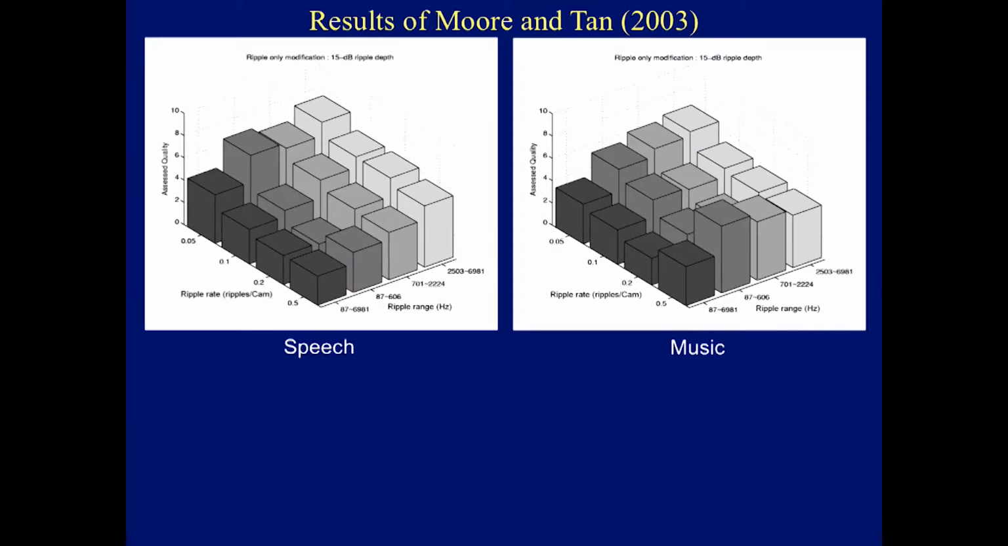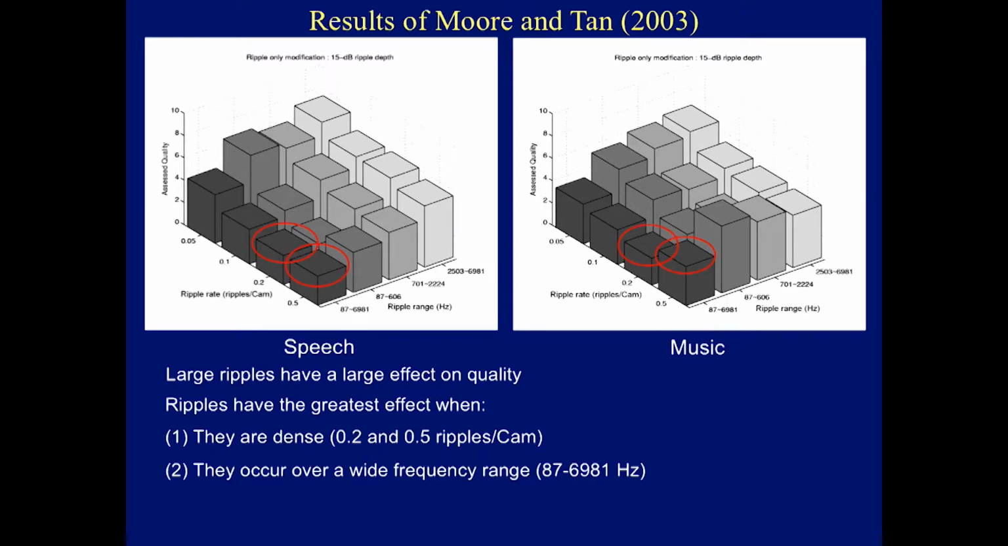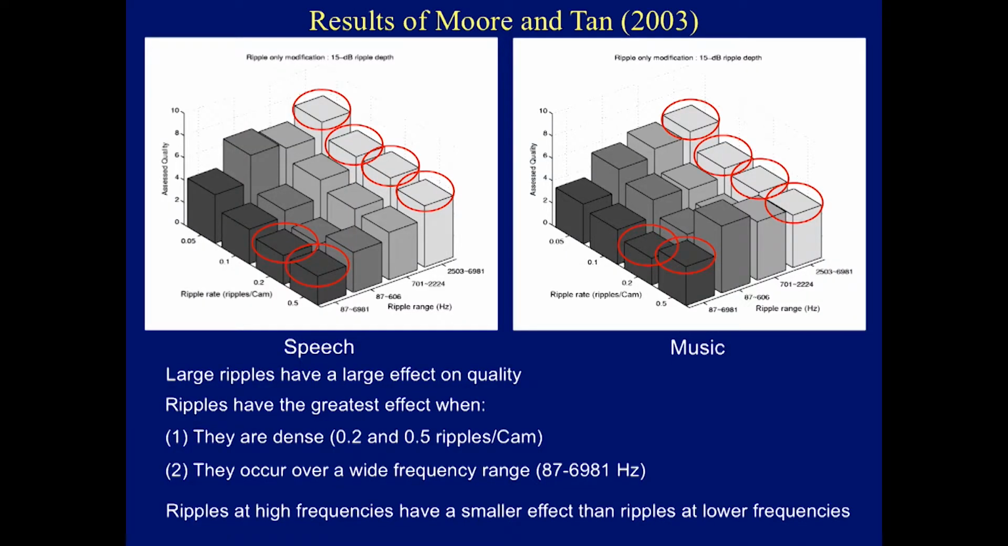This is what you get with larger spectral ripples with a 15 dB peak to valley ratio. That's what you might get in a very cheap pair of headphones or a pretty lousy loudspeaker. Now there are much bigger effects on sound quality, but again, you get the biggest degradations when you have a high density of ripples occurring over a wide frequency range. And generally, we found that ripples at high frequencies had a less degrading effect than ripples at low and medium frequencies. So we get the highest ratings when there are ripples only at high frequencies, and we took that into account later on in our modelling approach.